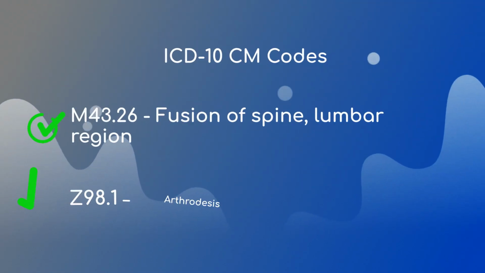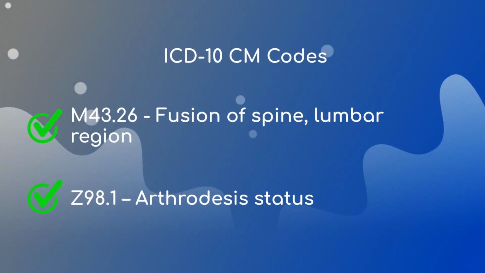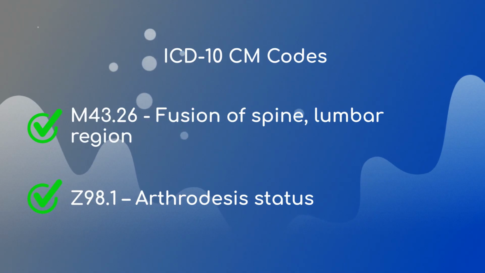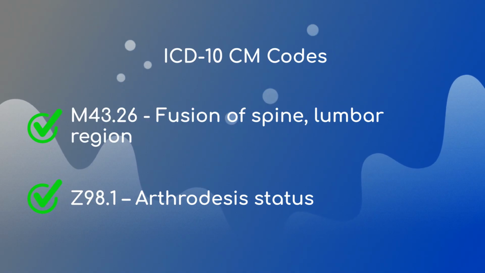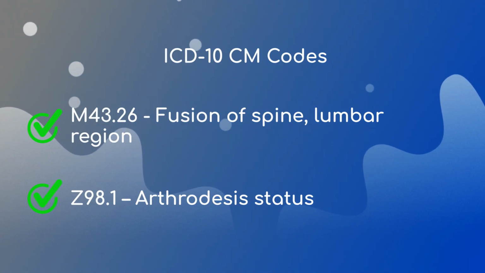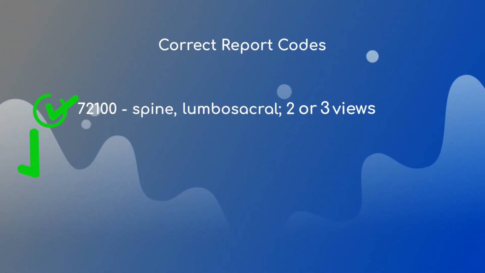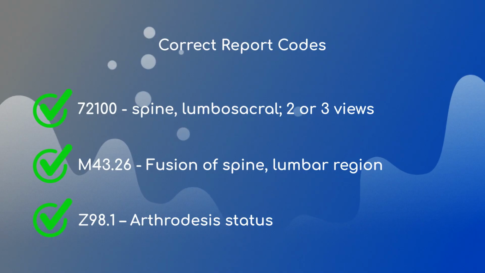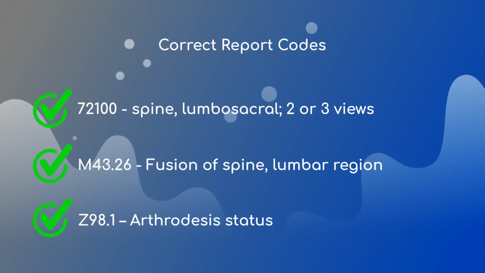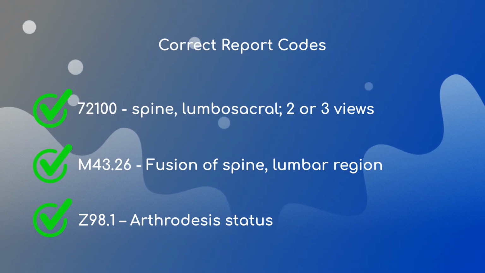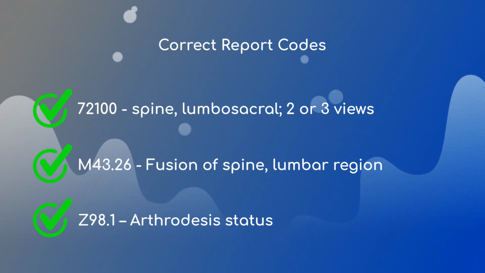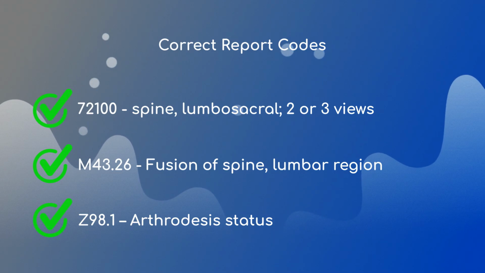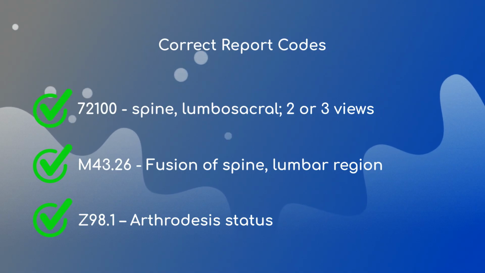The most appropriate ICD-10-CM codes are M43.26, fusion of spine, lumbar region, and Z98.1, arthrodesis status. The correct codes for this report are 72100, radiologic examination, spine, lumbosacral, 2 or 3 views, M43.26, fusion of spine, lumbar region, and Z98.1, arthrodesis status.